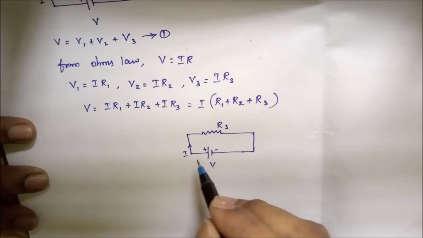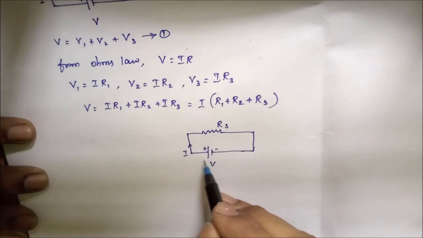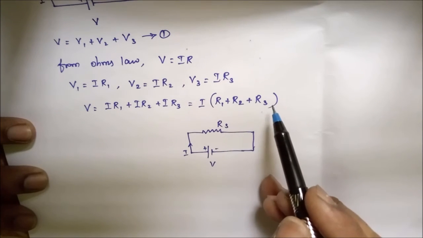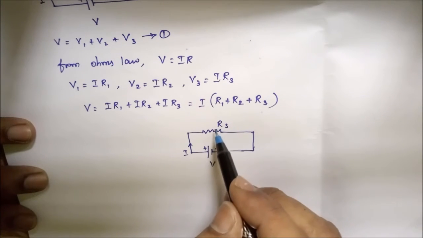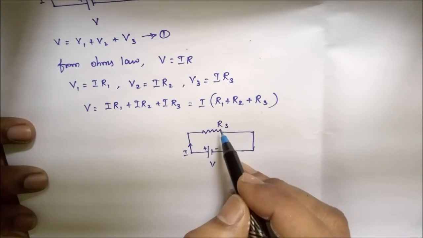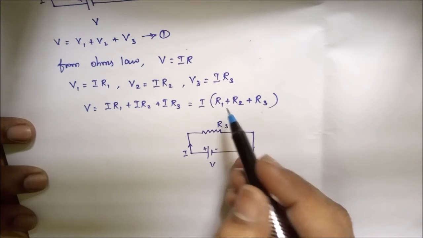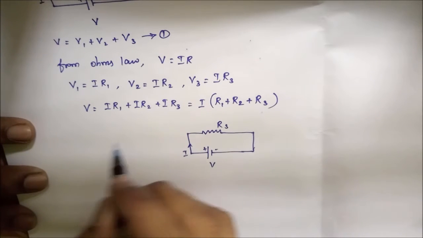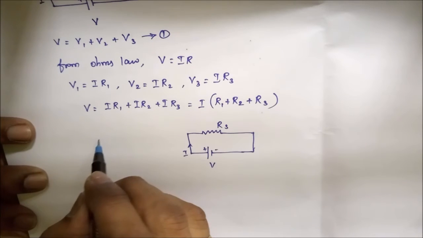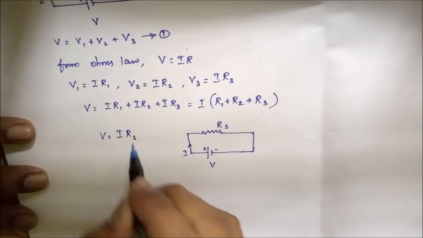Now we have to draw another diagram. The same potential and same current are drawn, but instead of three resistors R1, R2, R3, we introduce RS. This RS is nothing but the sum of the three resistance values. This new diagram is equivalent to the previous diagram. Now we apply Ohm's law with respect to this diagram, which means V is equal to I into RS.